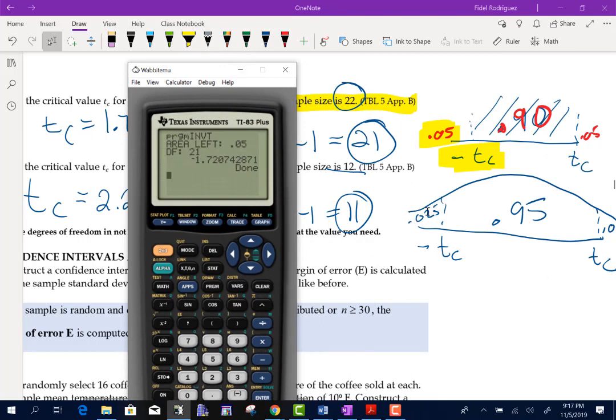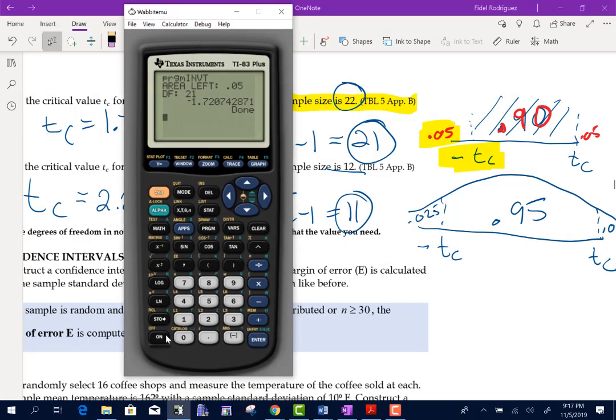Okay, so you're going to go 0.025, comma. What was our degrees of freedom on that one? 11, right? And I'm going to hit enter. And guys, if we rounded it to 3 decimal places, 2.201. Is that the same thing we got here?